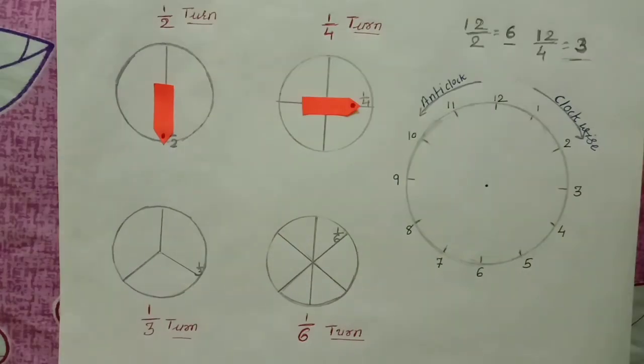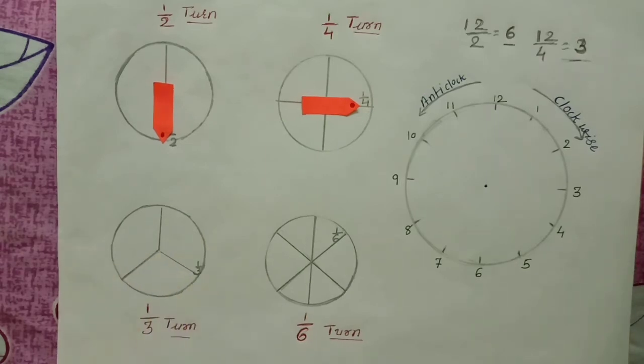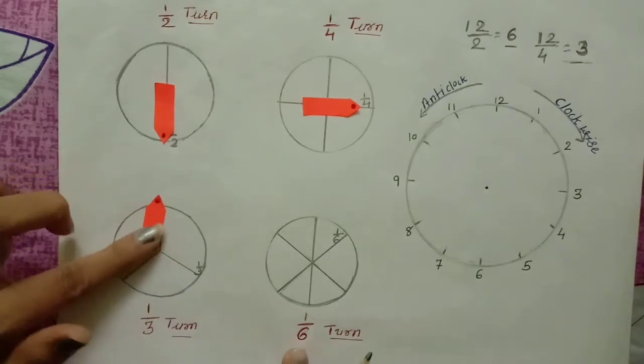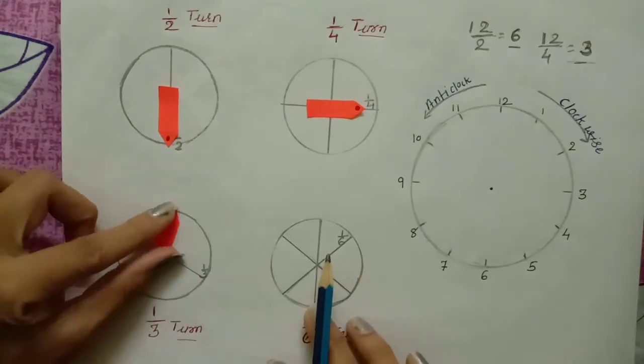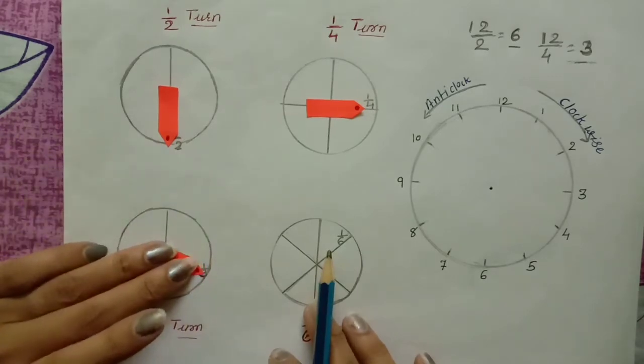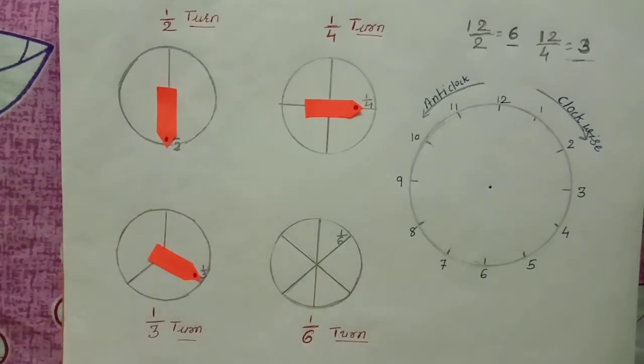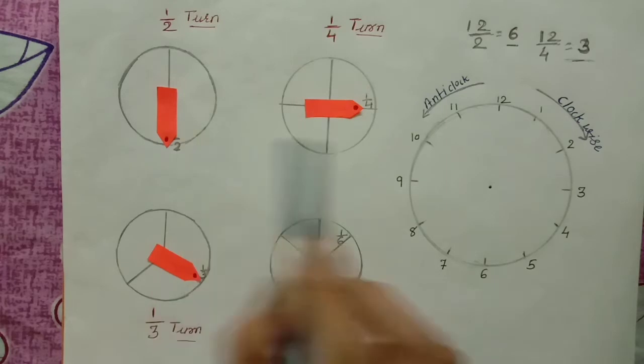Now 1/3 part. We have a circle and we make 3 equal parts, 1, 2 and 3. So each part denotes the 1/3. So let's take an arrow and turn it into 1/3. It is the 1/3 part of the circle. So if we want to turn any object 1/3 part, like this we will turn. And let's see according to the clock.